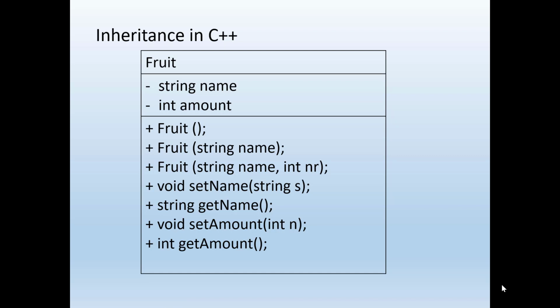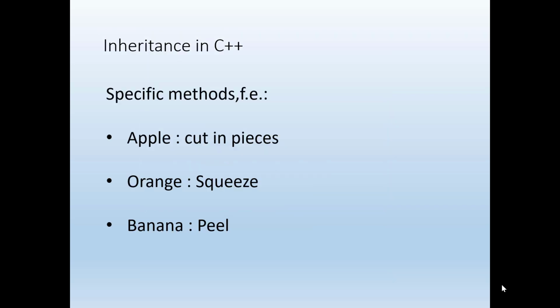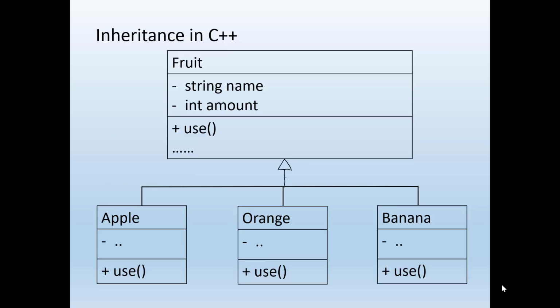Let's say we have some specific fruits like apples, bananas and oranges, which have their own special way of using them. For instance, we could like to cut an apple in pieces, and from an orange we always squeeze them, and a banana we need to peel. Then it's a good thing to use inheritance to make those special objects inherit from the class food. So we have a lot of things in common, but the way they're used is quite different.